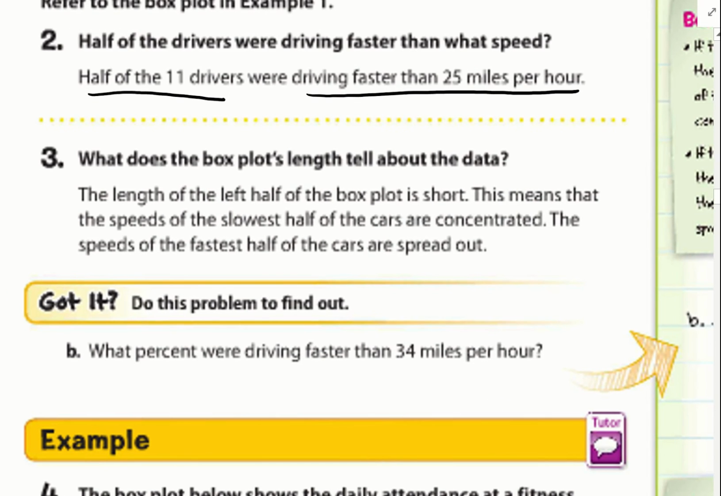It says the length of the left half of the body of the box plot is short. This means that the speeds of the slowest half of the cars are concentrated, so they're all together. The speeds of the fastest half of the cars are spread out.